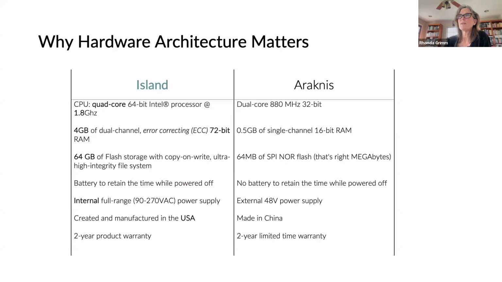We did crack open an Arachnus just to see how it compared, because the guys are very particular about their hardware architecture. We use a quad-core 64-bit Intel processor. Arachnus will use a dual-core 880 megahertz. We use 4 gig of dual-channel error-correcting memory. We use 0.5 gig of single-channel 16-bit memory, 64 gig of flash storage, as opposed to 64 megabytes of flash. And other little things.